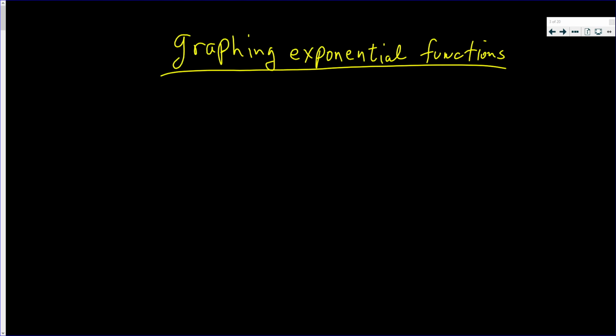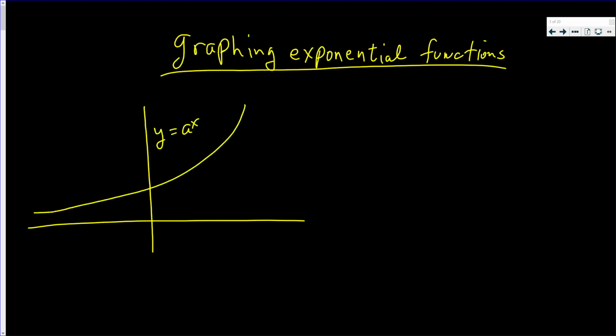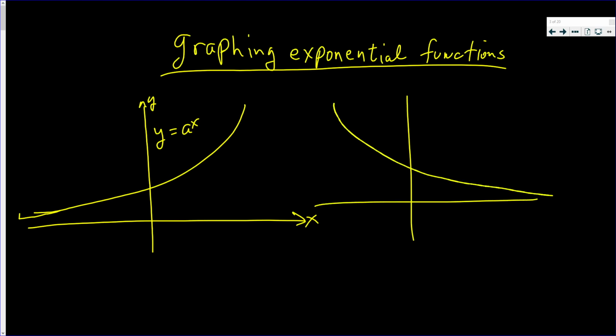Graphing exponential functions. Exponential functions, they look one of two ways. Y equals a to the x. Either it looks that way, it gets closer and closer to the x-axis, or it goes this way and it gets closer and closer to the x-axis.